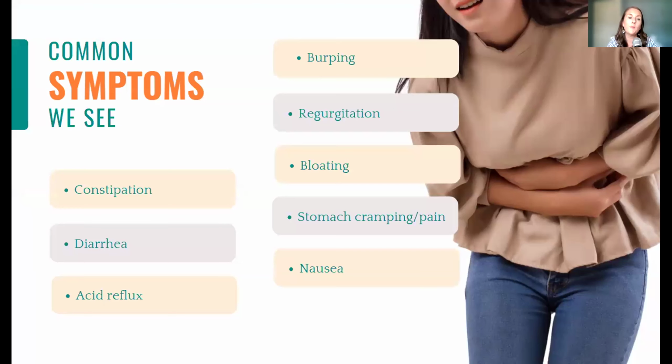Some of the common symptoms that you might see in your clients would be constipation, diarrhea, acid reflux, regurgitation, bloating, stomach cramping or pain, and nausea. There are many more GI symptoms that can happen, but these are probably the most common ones that you see. And you probably see clients that have more than one of these symptoms. It's very unusual that you would have a client that's just constipated and not also bloated, or that just has acid reflux and isn't also dealing with stomach pain or something else.